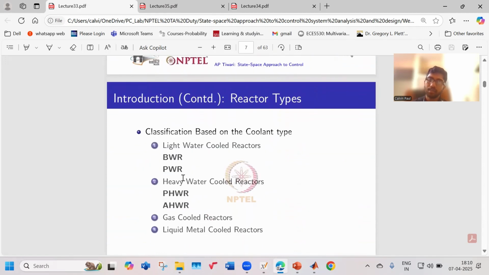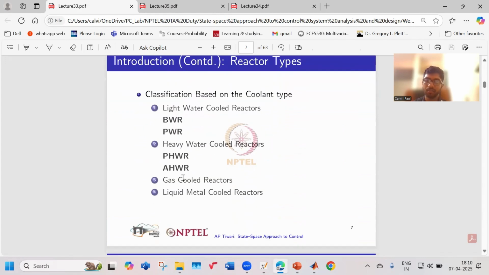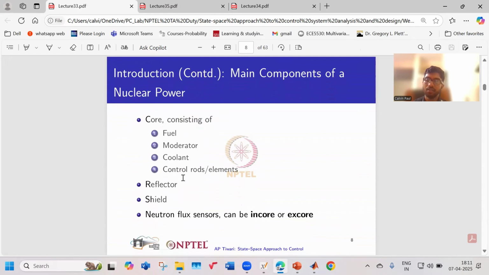Based on the coolant, reactors can be liquid water cooled, heavy water cooled, gas cooled, or liquid metal cooled. The core consists of the fuel, the moderator, the coolant, and the control rods or elements. It has a reflector, a shield, and neutron flux sensors, which can be internal or external.